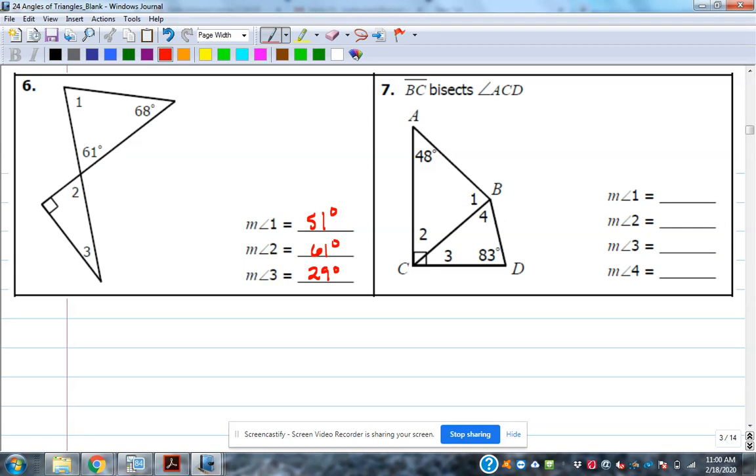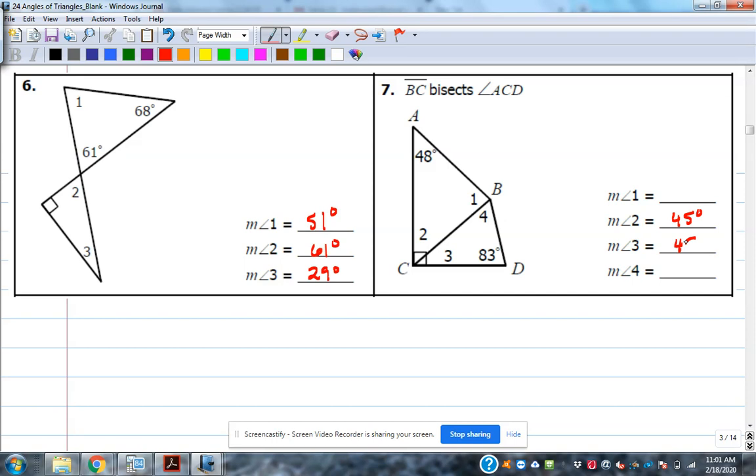Number 7, BC bisects angle ACD. And then they want us to find 4 angles in this picture. Say that again. Which one? How? Yeah, 2 and 3 should be 45 apiece, right? Because the angle bisector cuts it in half. So 2 and 3 should be 45 apiece.